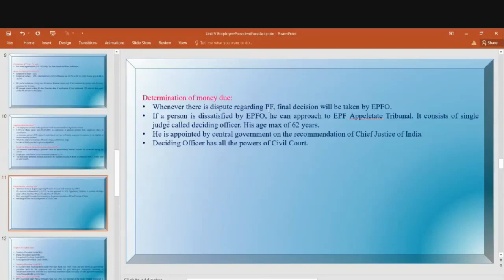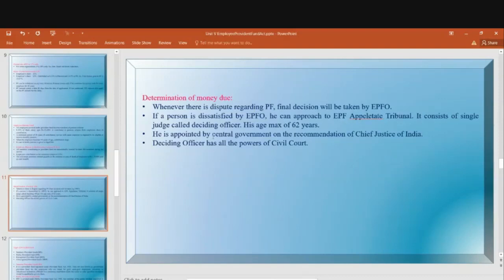If a person is dissatisfied with the EPFO, then he can approach the EPF Appellate Tribunal, which is like the next layer after the EPFO. It consists of a single judge called the deciding officer, with a maximum age of 62 years. If a person is not satisfied with the PF decision, he can approach this EPF Appellate Tribunal.